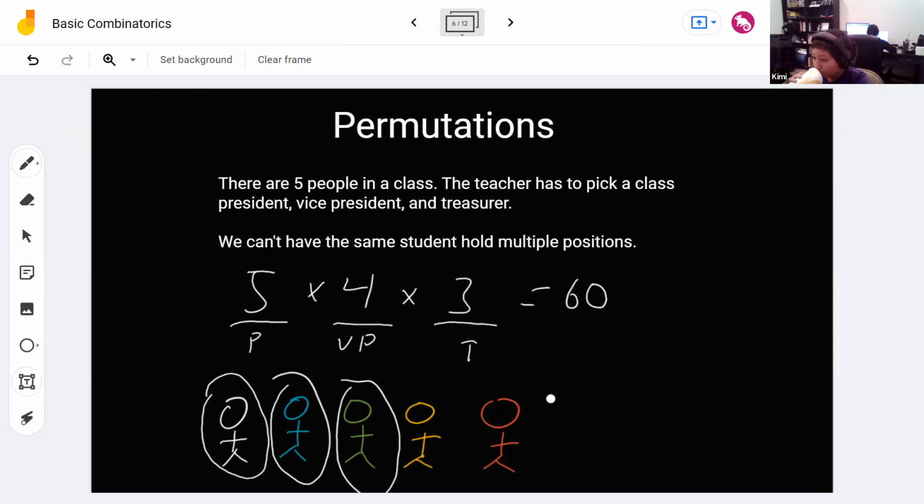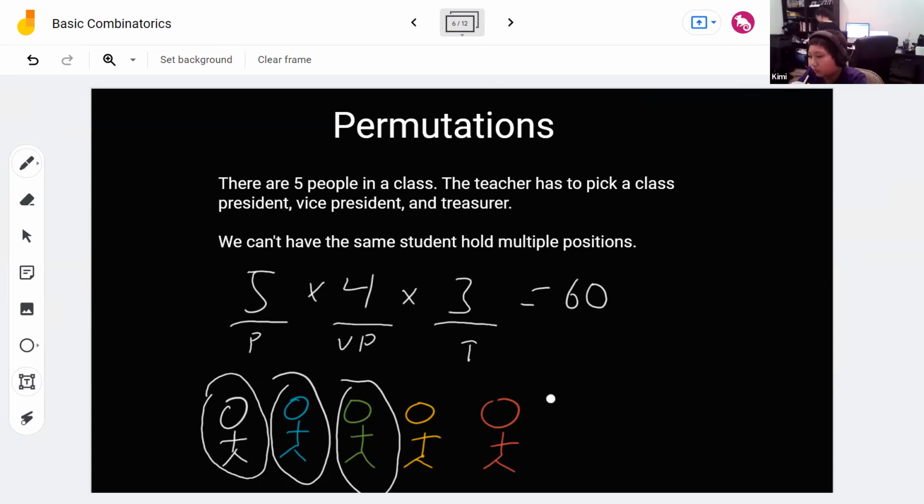But you can see how this is sort of similar to our factorials, right? We're going down one by one. The difference here is we don't go all the way down to the last one because we don't have that many positions we're looking for. We're only looking for 3 people out of the total of 5 people in the class.